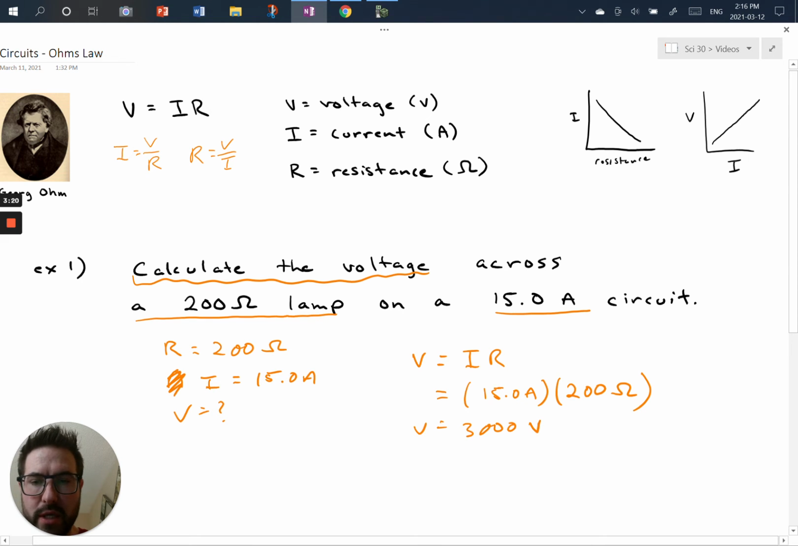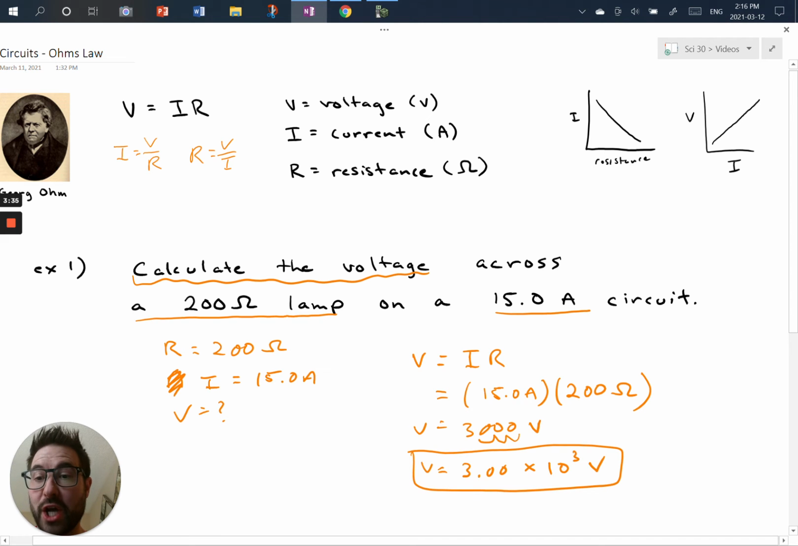Let's say I want to have 3 sig digs here. I'm going to move the decimal place 3 places to the left. I'm going to get 3.00 times 10 to the 3 volts. Okay, there you go. That's a lot of volts.